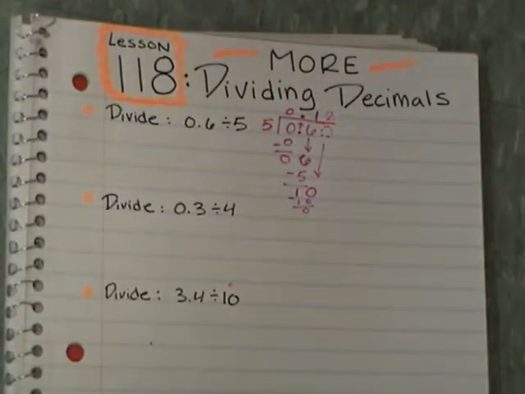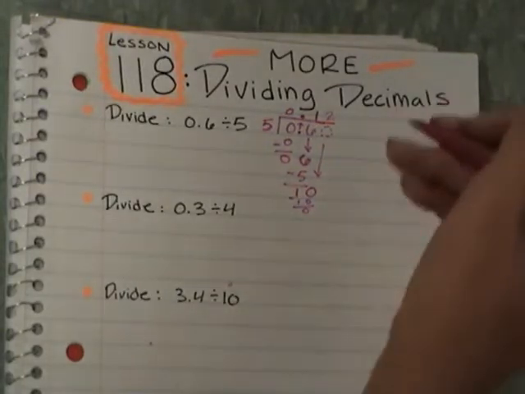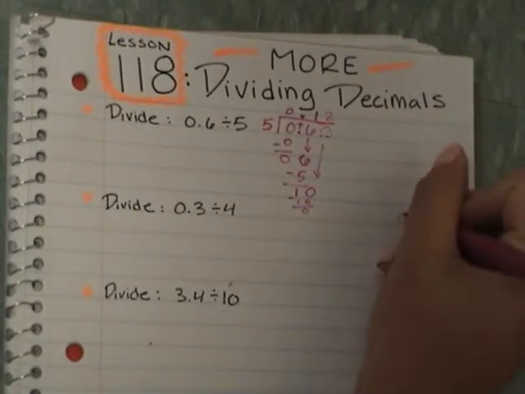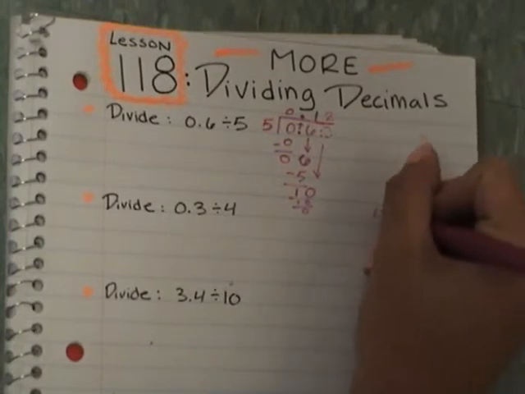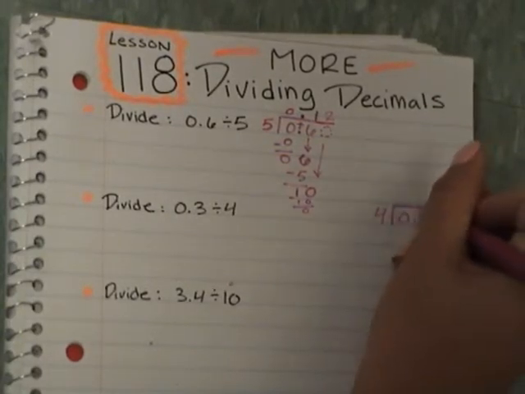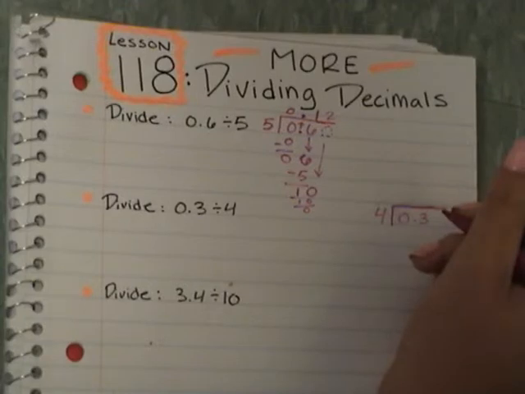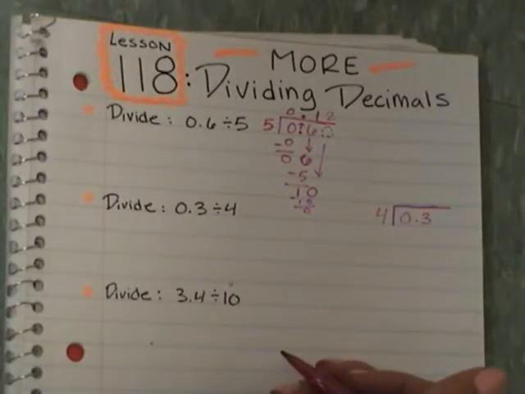Alright, we're going to do the second one now. Okay, it's written horizontally again. 3/10 divided by 4. So I'm going to write it. Alright, and I'm sure we're going to have the same thing going on in this one. So, here we go.